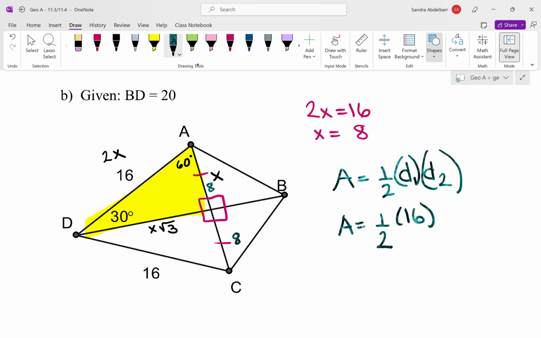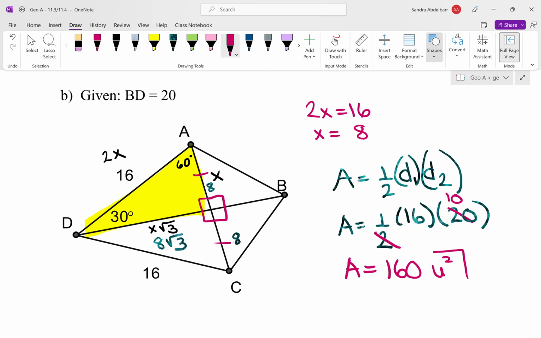And then a lot of people go and say, okay, well then this is 8 root 3. From D to the right angle is 8 root 3. That's fine. Does that matter to us? No, because I care about the full diagonal. And in the given information, what did I tell you about the full diagonal? It was 20. So that means this D2 is 20. I don't care about the 8 root 3 at all. So I'm going to take half of 20 is 10. And then 10 times 16 is 160 units squared.